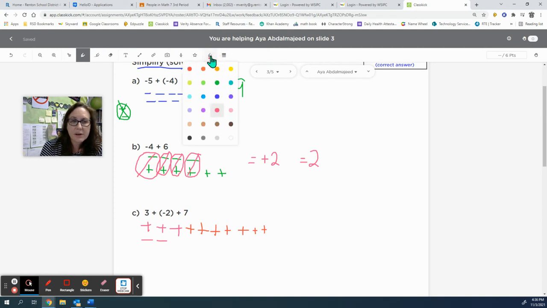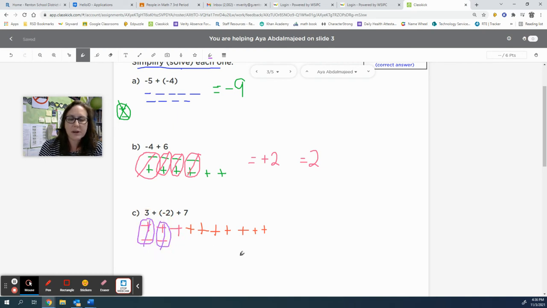Do we have any zero pairs? Yeah, we sure do. We have zero pairs right here. Here's a zero pair, and here's a zero pair. No more zero pairs. What do I have left? I have 1, 2, 3, 4, 5, 6, 7, 8 positives. So I'm going to show that as equals 8.